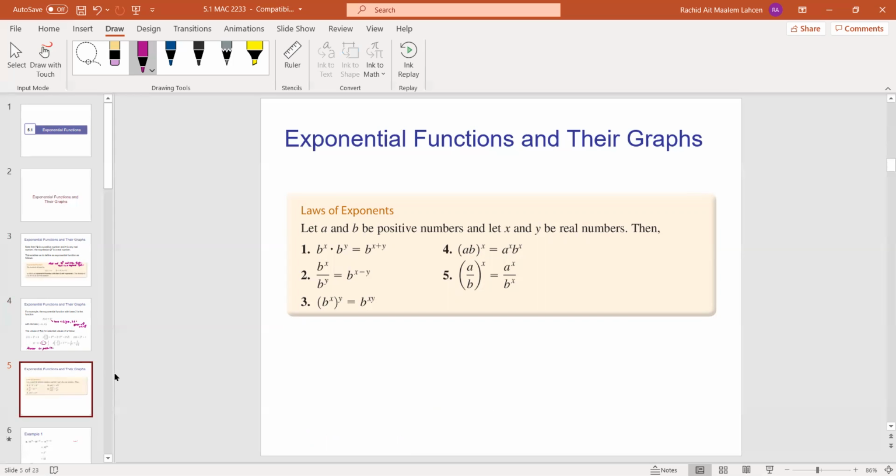For multiplication with the same base, you add. Division, same base, you subtract: x minus y, not y minus x. With two exponents, we multiply. Versus a plus b to the x, for example, that does not equal something like this, right? So in multiplication, you can separate them. In division, you can also separate them, but you cannot do that for addition or subtraction.